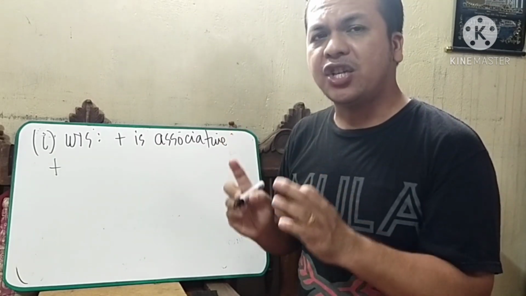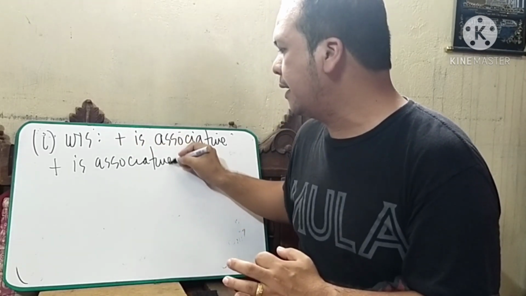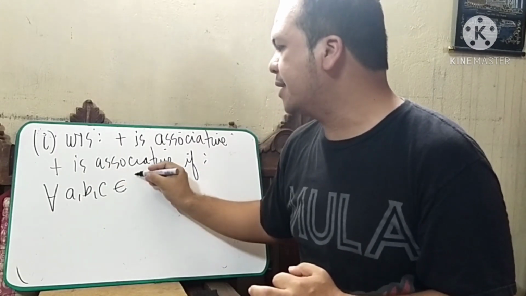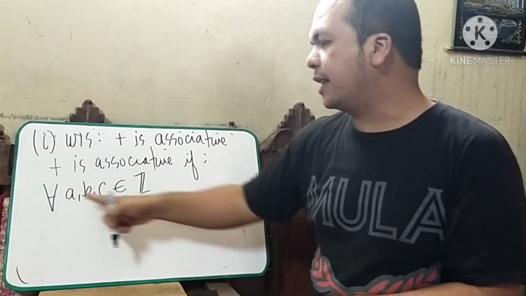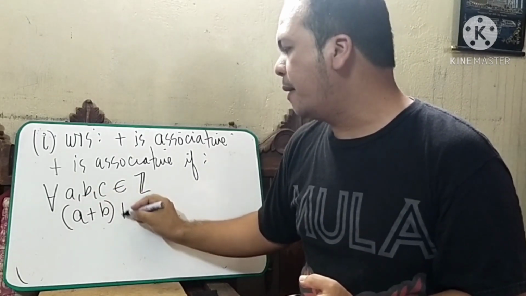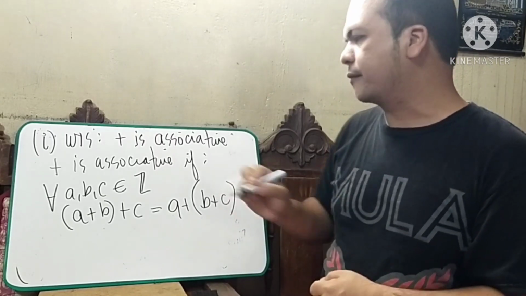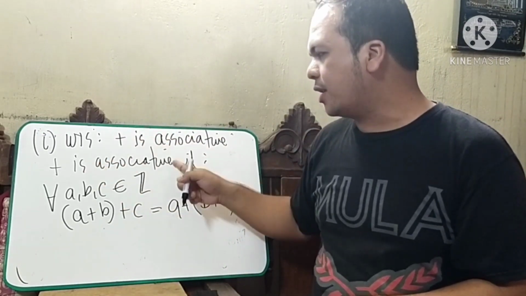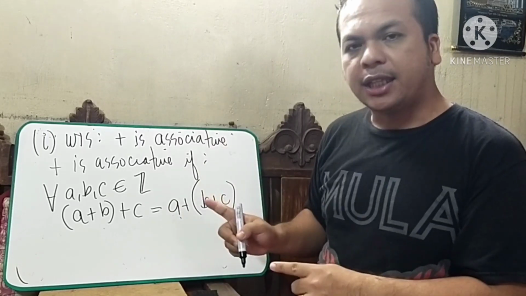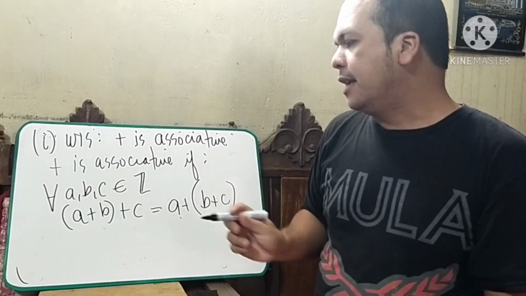take note of the definition of associativity. Addition is associative if for all A, B, and C elements of the set of integers, meaning that A, B, and C are integers, the quantity A plus B, plus C, must be equal to A plus the quantity B plus C. So, to show that addition is associative, we want to show that the quantity A plus B plus C is equal to A plus the quantity B plus C for all A, B, C elements of the set of integers. Okay, let's take an example.